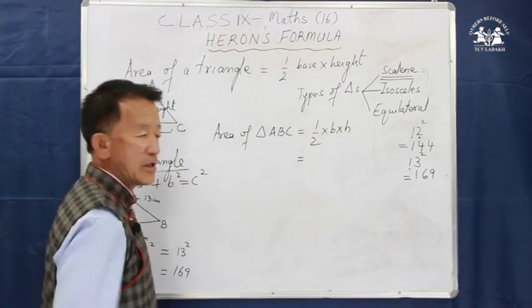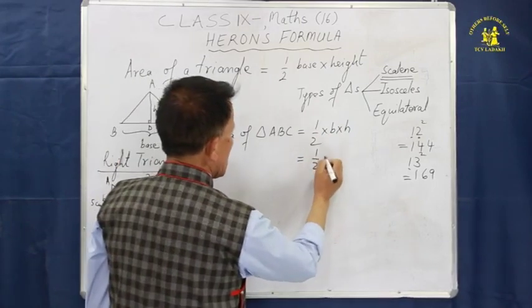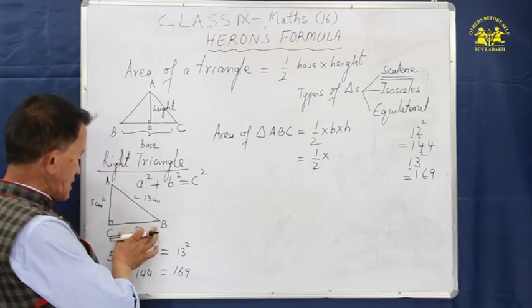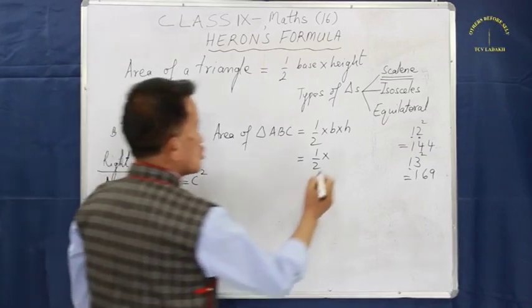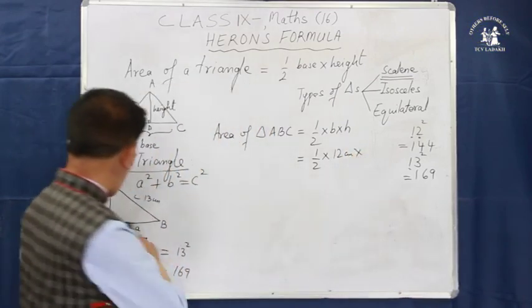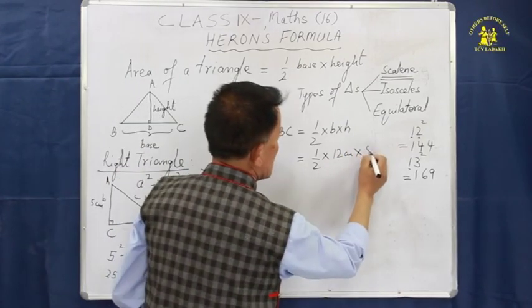Using the formula, half into base. Let's say this is the base. Base is 12 centimeter, multiplied by height 5 centimeter.